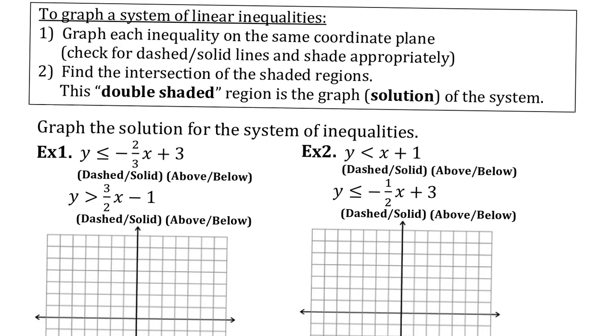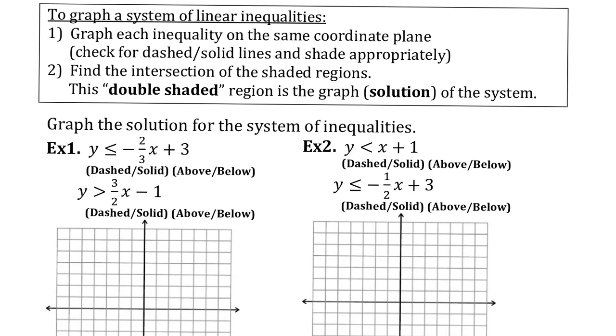To graph a system of linear inequalities, we graph each inequality on the same coordinate plane. We're going to check for dashed or solid lines and shade appropriately, just like we did before. Then we have to graph the other one as well. After that, you have to find the intersection of the shaded regions, the double shaded region. That region is where all the solutions are.